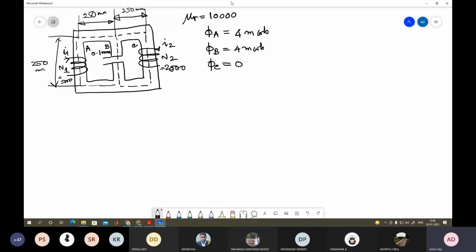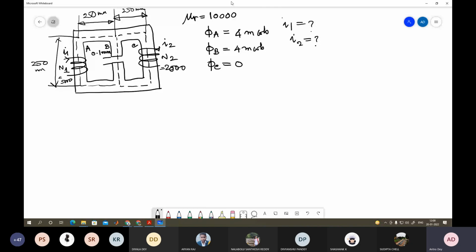Then what do we have to find out? We have to find I1 and I2. To satisfy this, what should be the values of I1 and I2? That is our question that we have to solve, right? So you can see these two are in a parallel path.